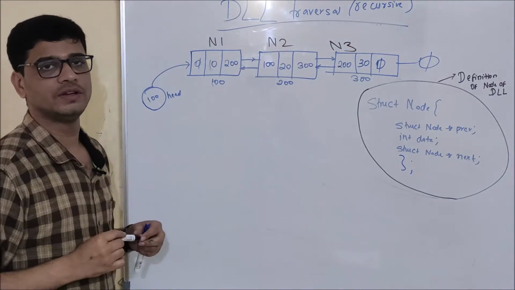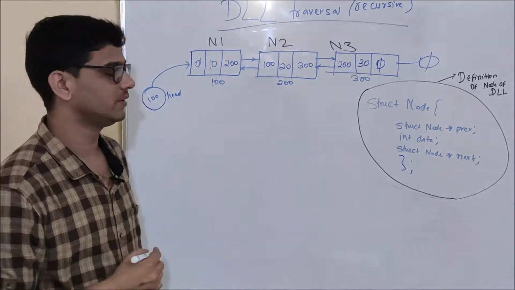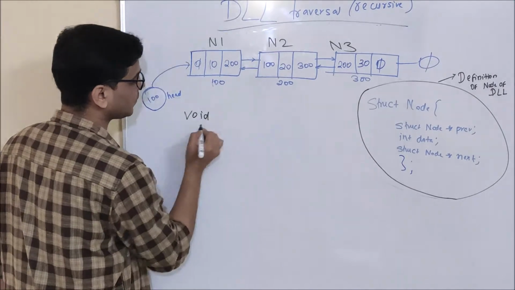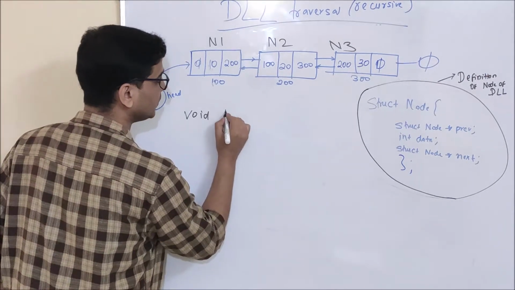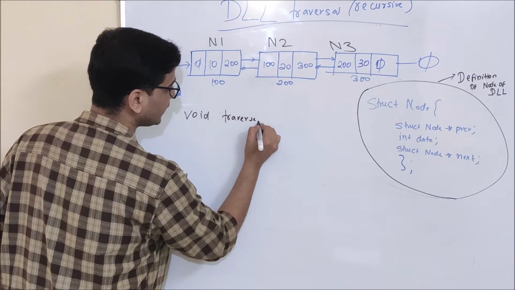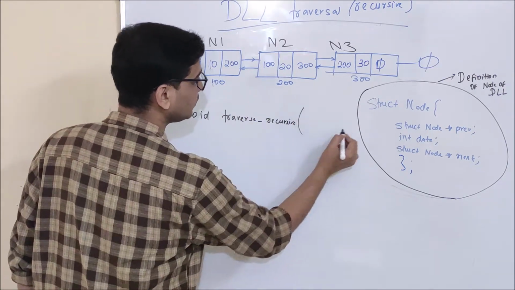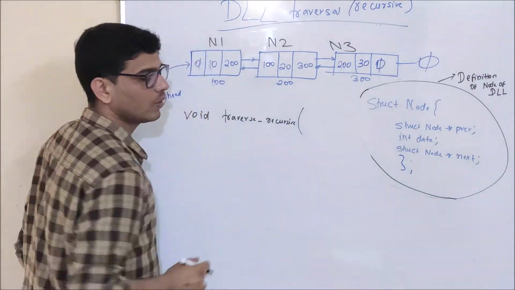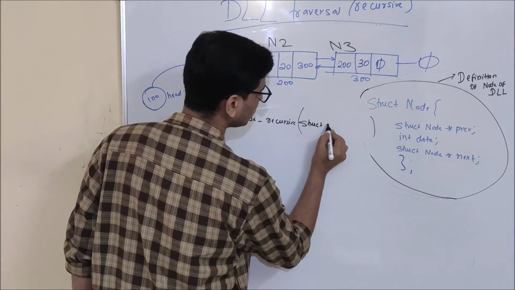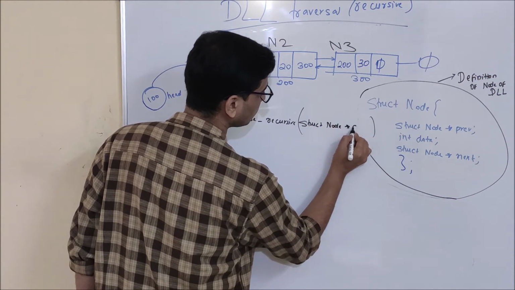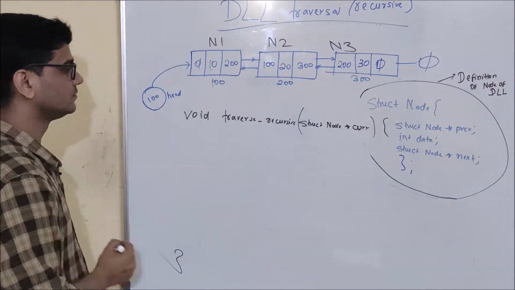Now what we are going to do is we are going to write a recursive program which is going to traverse this linked list and print. So as we are printing, we will not be returning anything. So the return type will be void. Now let's give a name traverse recursive to this particular function, and here it will take one thing as a parameter. And what is that thing? Struct node star cur. Okay, now let me explain later.